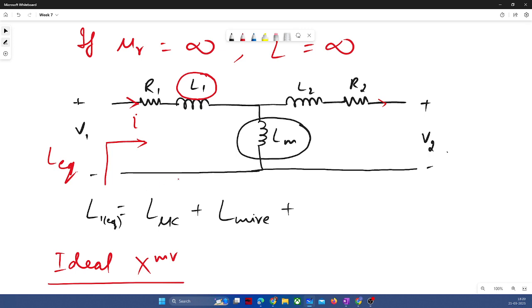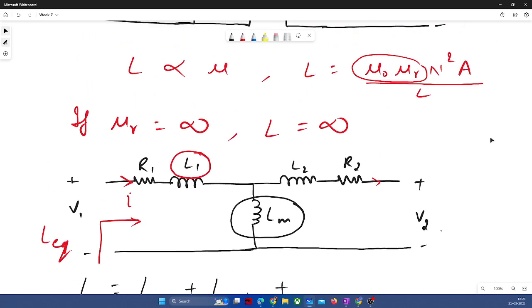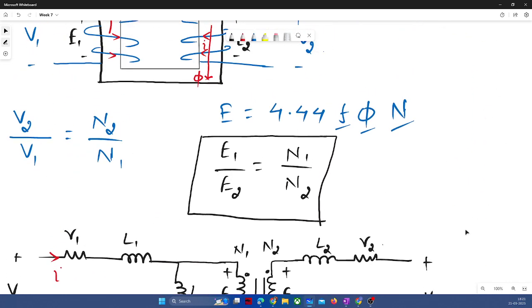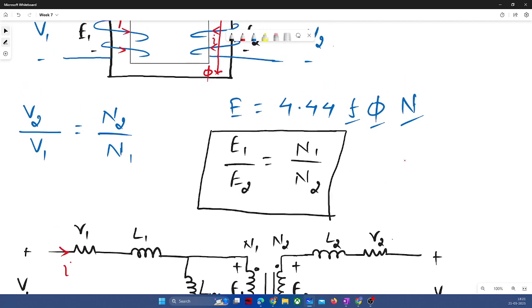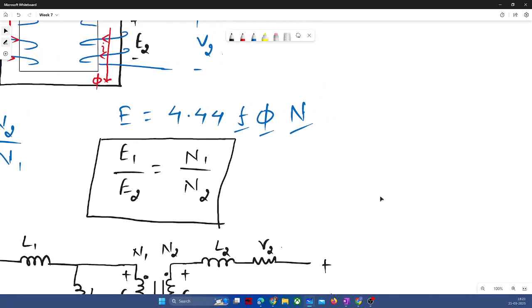Sir, I have one more question. Go ahead, please. In the turns ratio that we have previously written, E2 by E1 equal to N2 by N1, you said that relation comes from the EMF equation, 4.44. Similarly, where does the current relation come from? We write N1 by N2 equal to I2 by I1. Good question. See, if we are assuming E1 is equal to V1, E1 is equal to V1 when the drops are neglected.